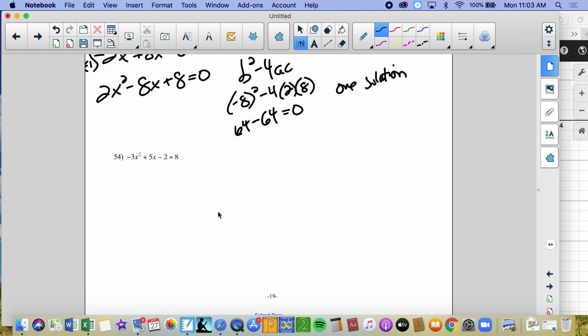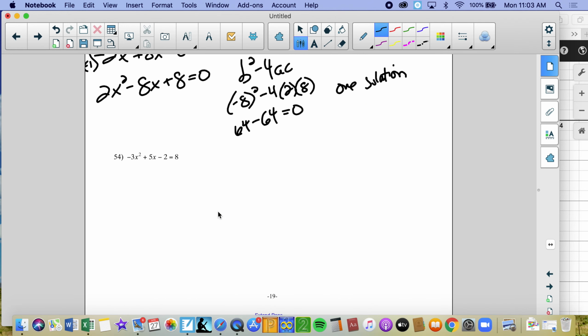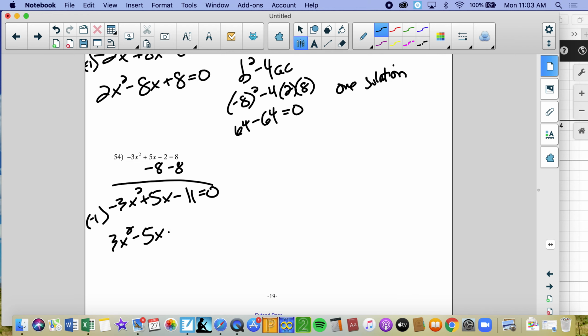Right, hopefully we're still doing it. Are we graphing these? No, yeah, so we're still finding the discriminant. So we're going to subtract 8. We get -3x² plus 5x minus 11 equals 0. We're going to multiply by -1. We get 3x² minus 5x plus 11 equals 0.